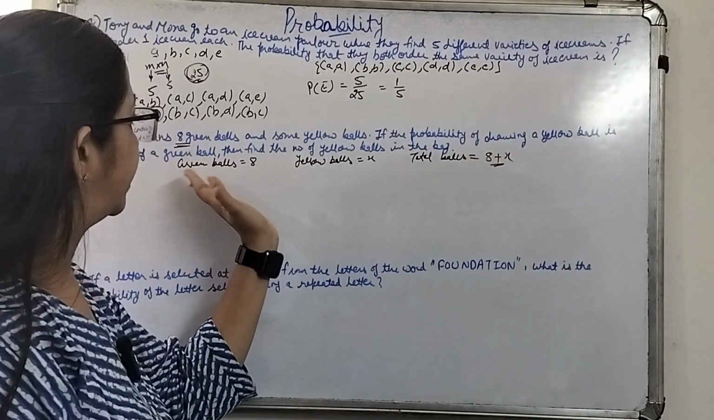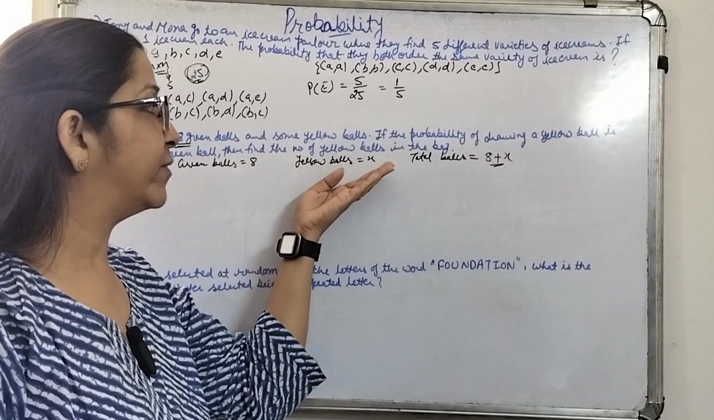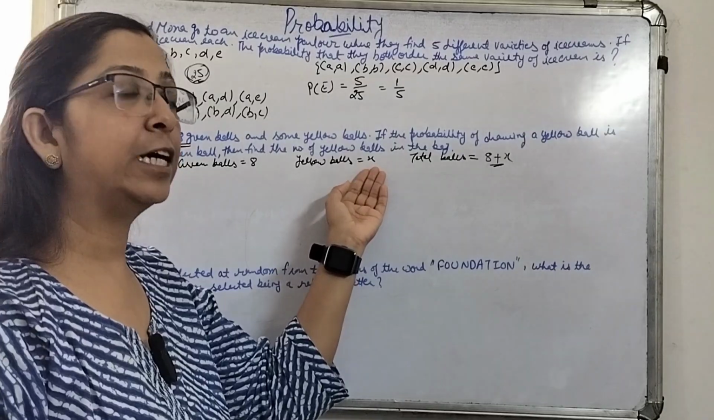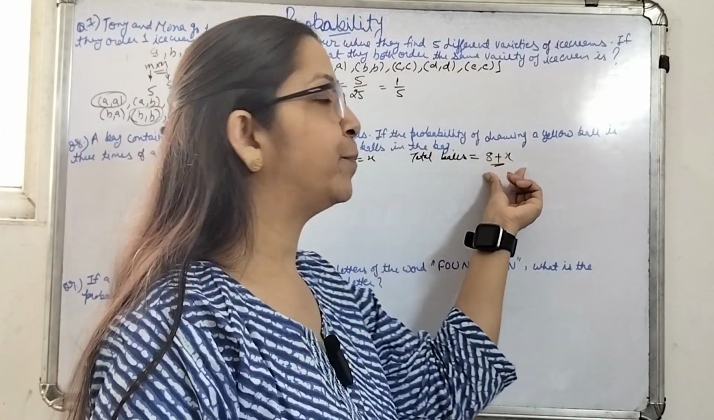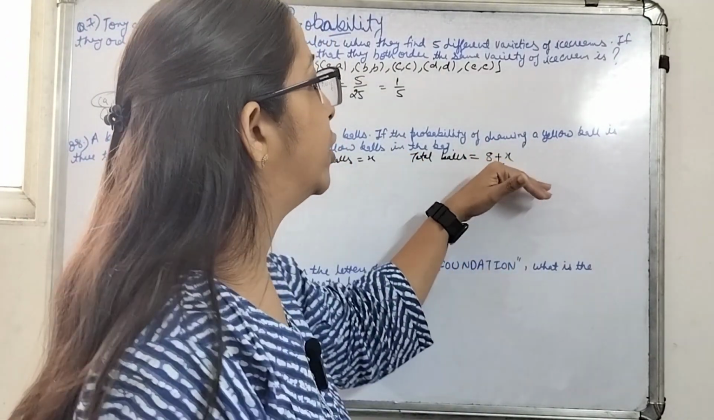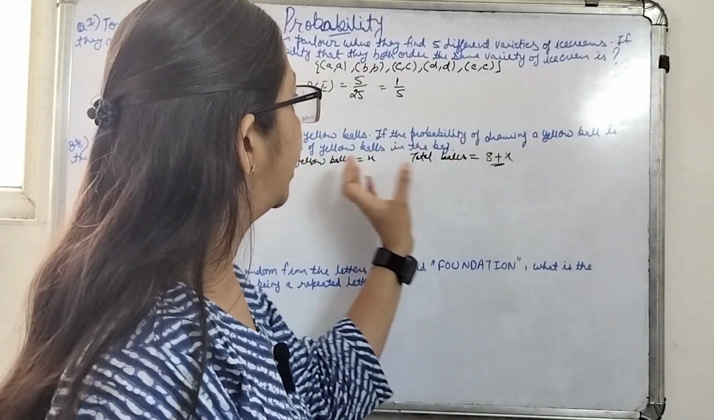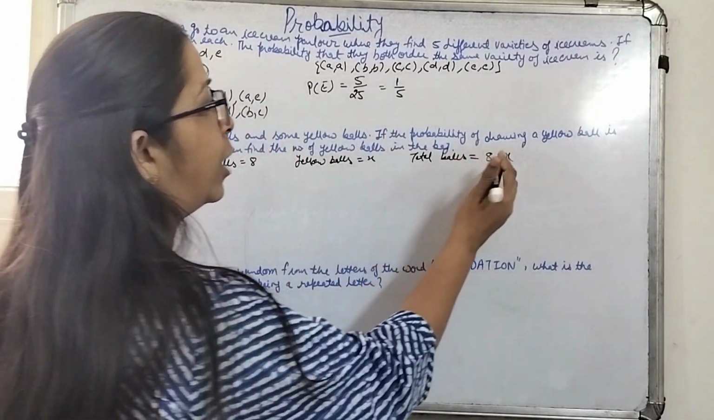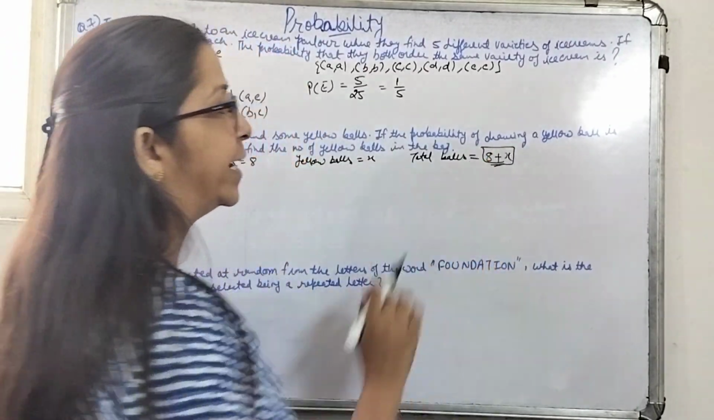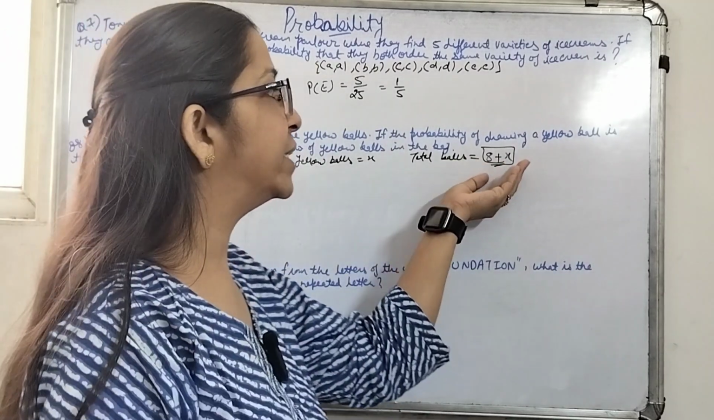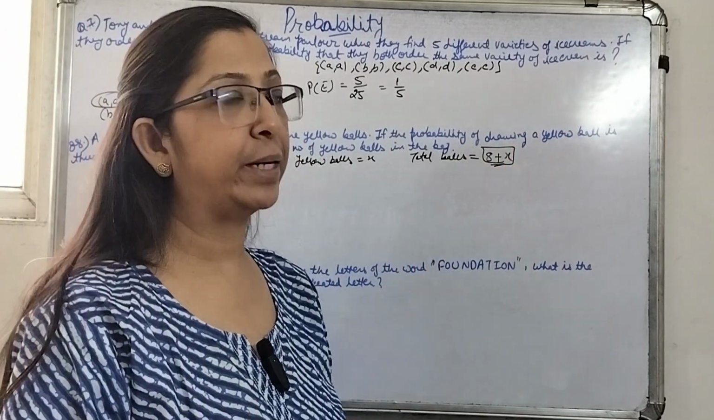Over here it was given that we are having 8 green balls. We have assumed that we are having x yellow balls. So total balls will be 8 plus x. So this is our total possible outcome. We are picking any of the balls. So how many possibilities are there? 8 plus x balls could be there. So any of these balls could be picked.